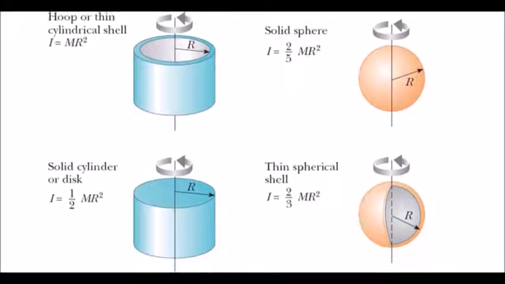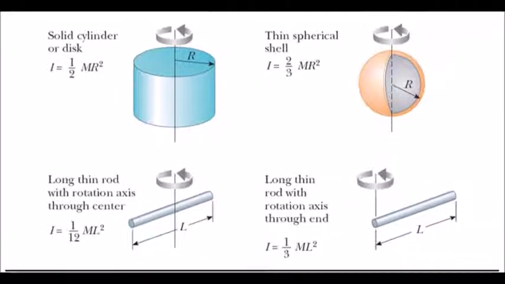Again, m is the mass and r is the radius. If we have a solid cylinder or a disk, we use 1/2 mr squared. If it's a thin spherical shell, maybe something like a tennis ball or a basketball, that would be 2/3 mr squared. If it's a long, thin rod where our rotation axis is through the center, we'll use 1/12 ml squared. And a long, thin rod with the rotation axis through the end is 1/3 ml squared. Understanding where these equations come from requires calculus. That's something that you'll learn about if you choose to take AP Physics. But in the meantime, we'll need to use these equations.